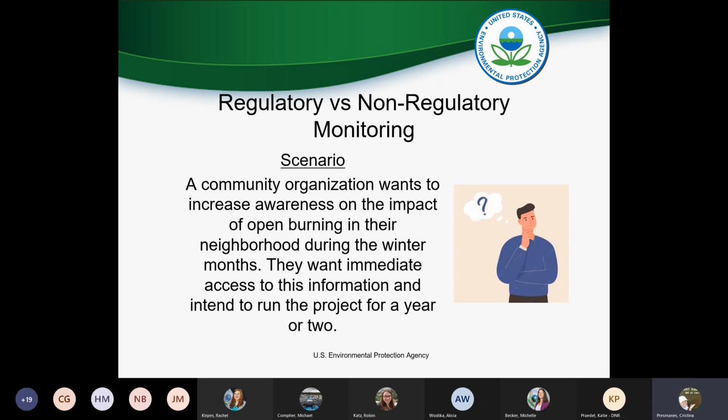That is correct. So when looking at this scenario, it looks like they want to increase awareness. There's no implication that they want to make any policy or regulatory decisions, and they have a limited scope in that they want the project to run for a year or two. So non-regulatory would make more sense in this situation.